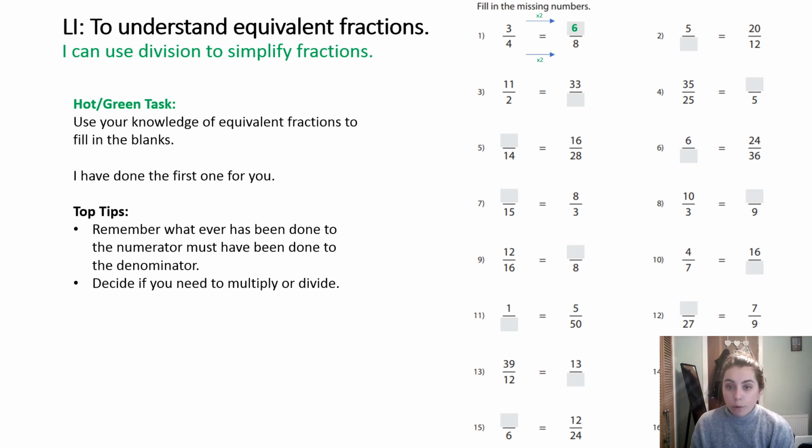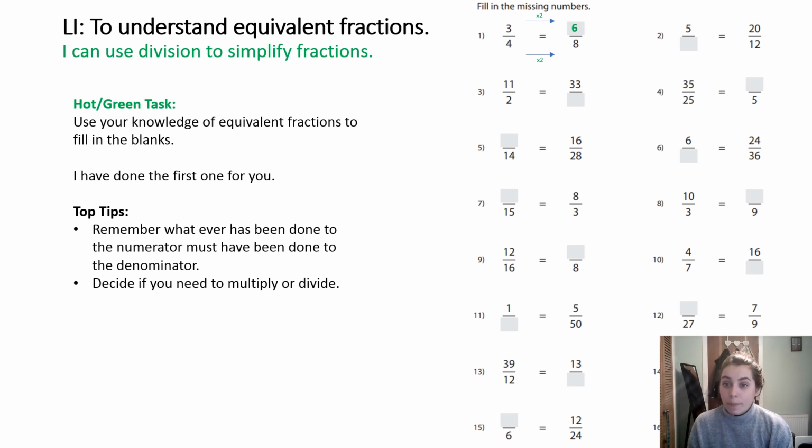So if you look at the top one, because the denominator increased or got larger, I would then have to multiply. So I looked at 4 and I had to get to 8, so I had to multiply 4 by 2 to get 8. Now whatever I did to my denominator, I must do to my numerator. So 3 times 2 is 6. This one's slightly different, okay?